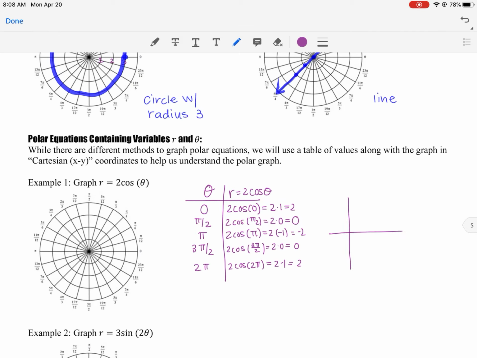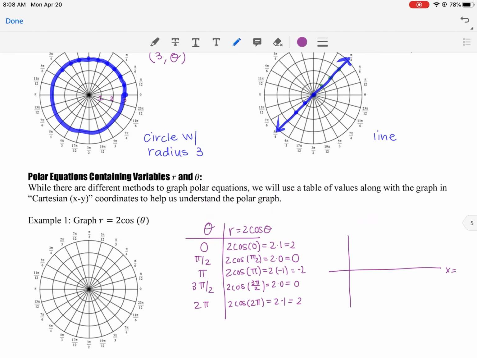Okay, so now let's think about this graph. If we call this x our theta, and this y our r, let's think about what that graph looks like. We should know how to plot the equation y equals 2 cosine of x, but if you don't, we've got some points here.